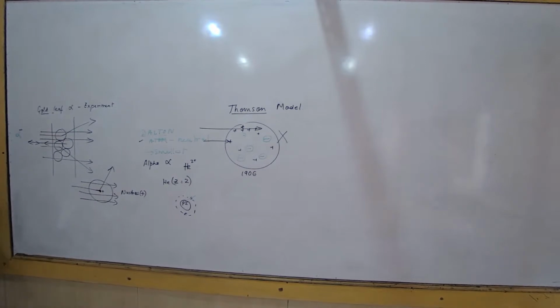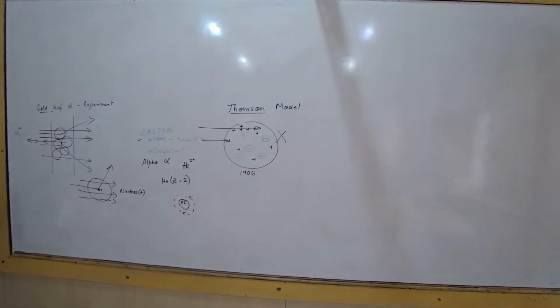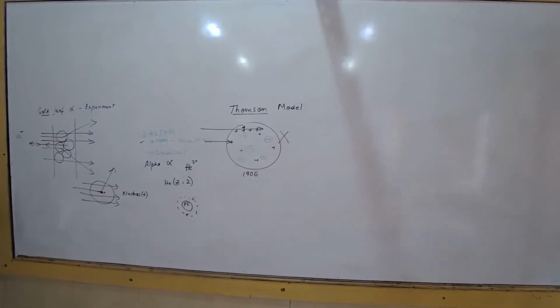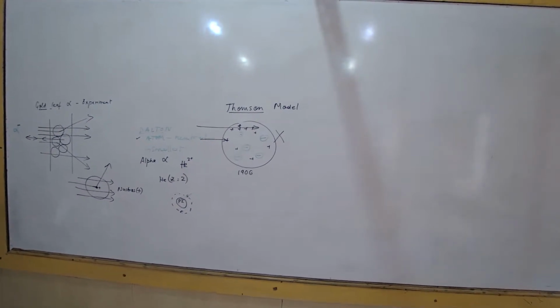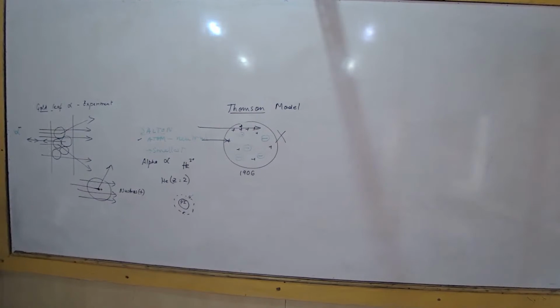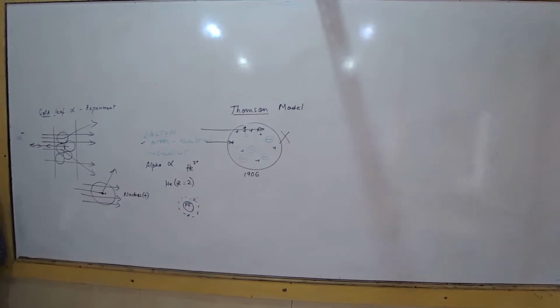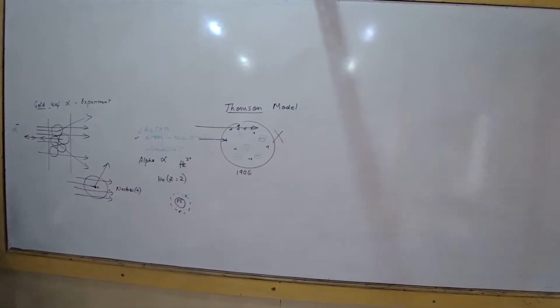Next point. It was expected that alpha particles would be deflected by the subatomic particles in the gold atoms. Since the alpha particles were much heavier than the proton, we did not expect to see large deflection. But the alpha particle scattering experiment gave totally unexpected results. So it's absolutely different.